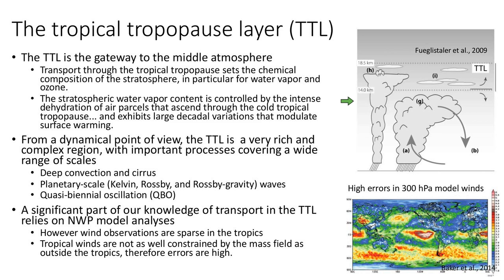As air parcels rise, for example through convection, through this layer, because it's the coldest layer, the air parcels dehydrate, and so that controls how much water vapor gets into the stratosphere. And there are large decadal variations, and the presence of these cirrus clouds that form in this layer influence and modulate surface warming.